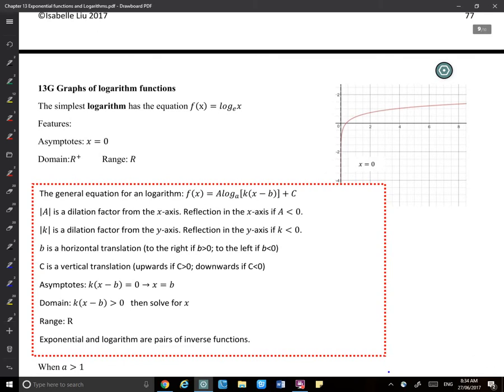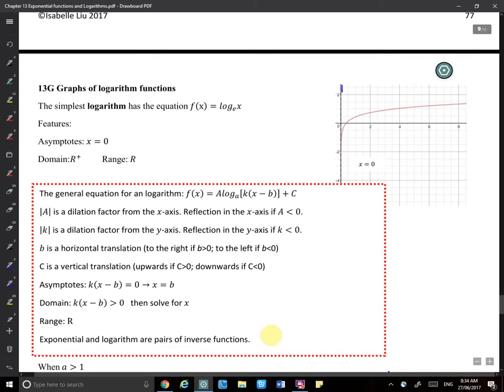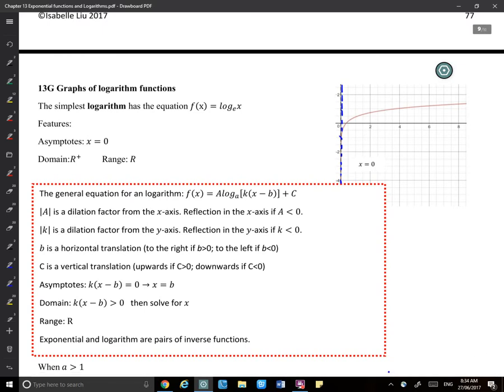And it has an asymptote at x equals 0. We have domain R plus.